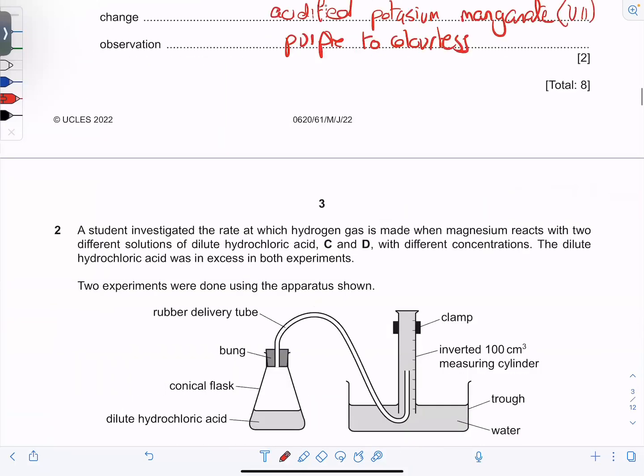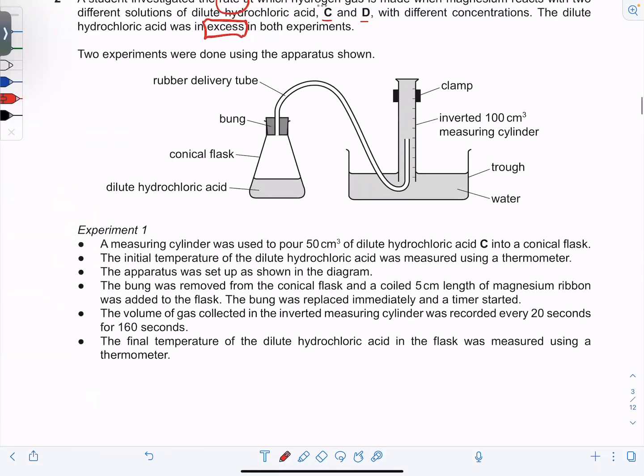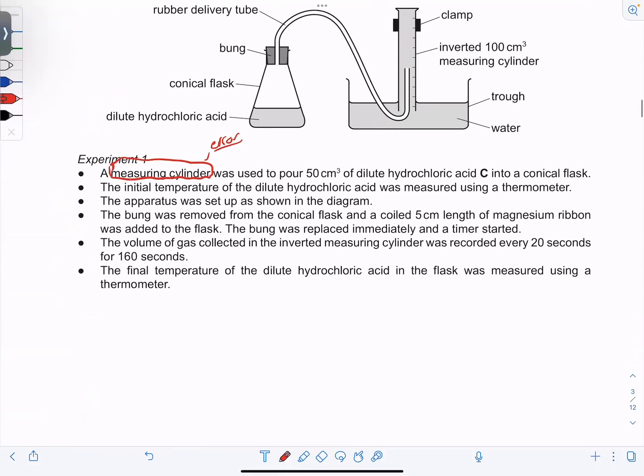Question 2. A student investigated the rate at which the hydrogen gas is made when magnesium reacts with two different solutions of hydrochloric acid with different concentration. The dilute acid was in excess in both experiments. This is the experiment. He used a measuring cylinder. Always remember, when he uses a measuring cylinder, this is a source of error, and you can improve it by using a burette or a pipette, a volumetric pipette.